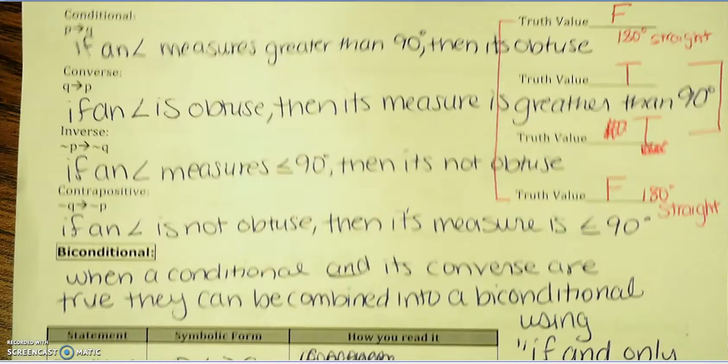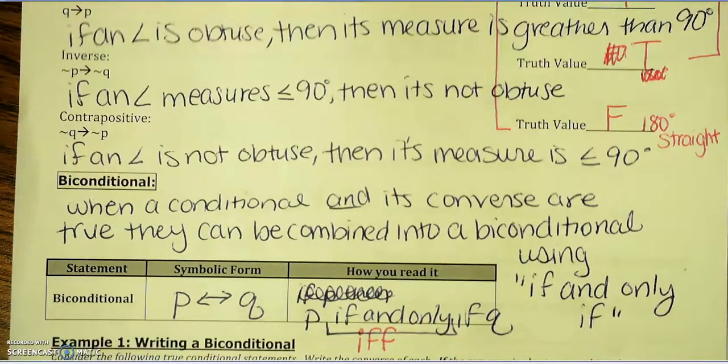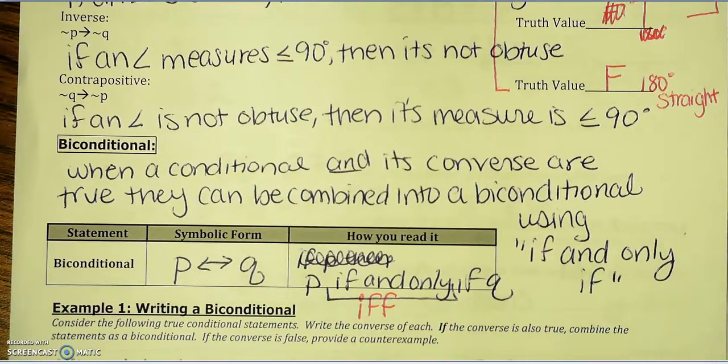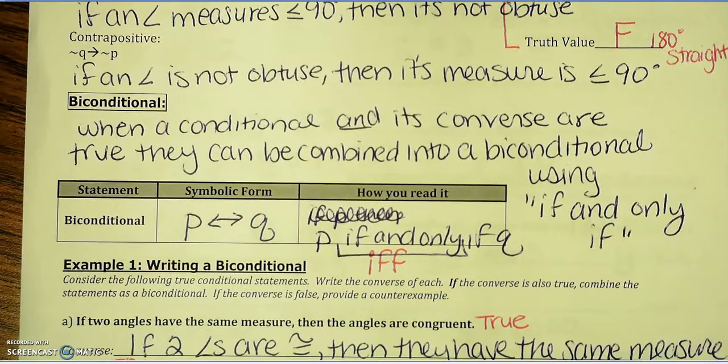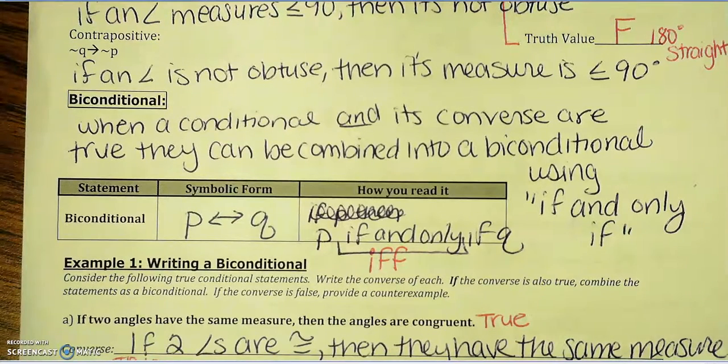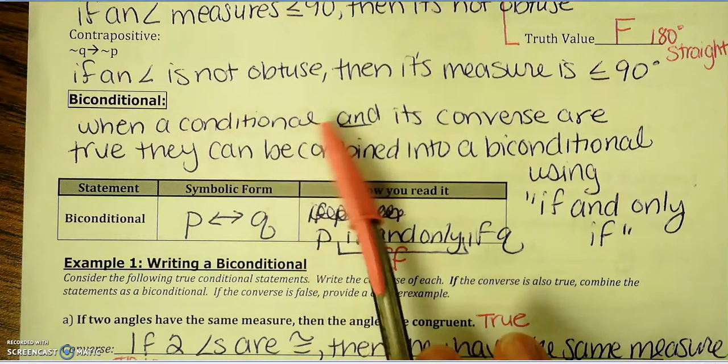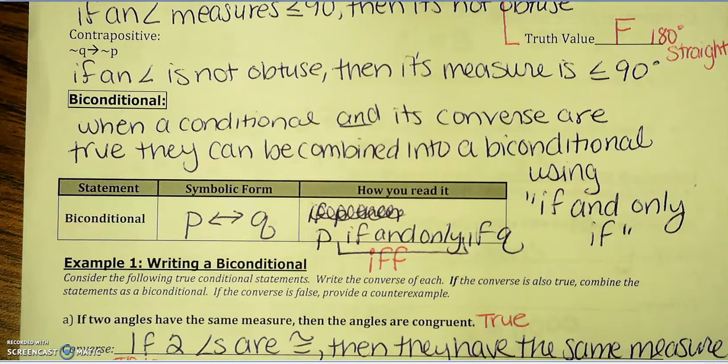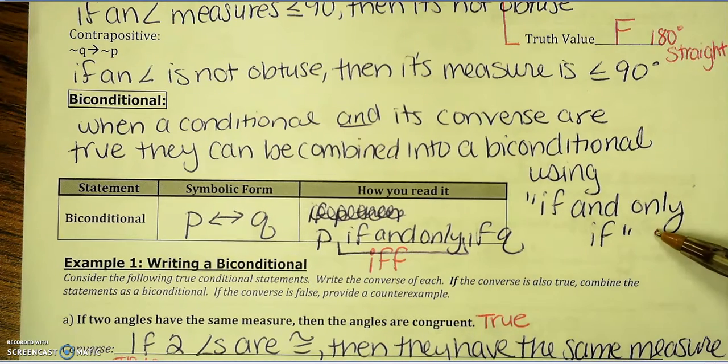All right, now what we're going to get into today did not happen in this example up here, and that is what a biconditional is. So a biconditional is something you can write when a conditional and its converse are both true, and what you can do is combine those into what we call a biconditional. I'll show you how to do that down in example 1, and you combine them in the middle with the phrase right here, if and only if.